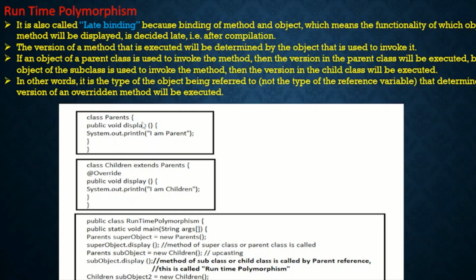Whenever we run, the display method of the parent class will not execute. The display method of the child is going to execute. This is what we call runtime polymorphism. I hope this is clear.